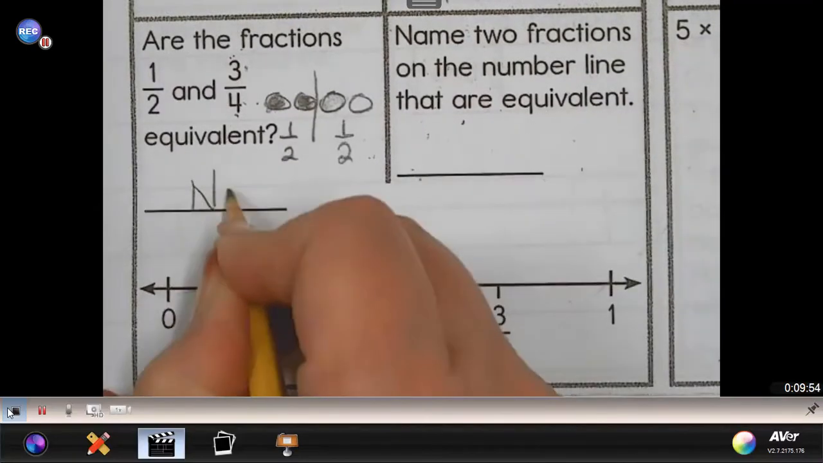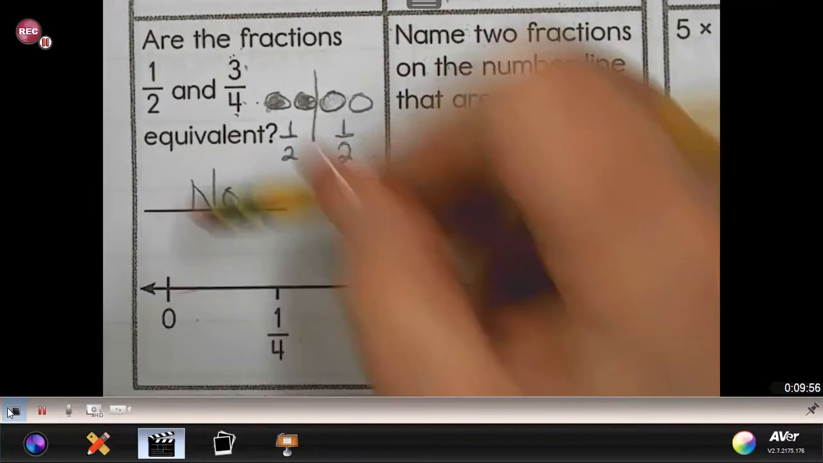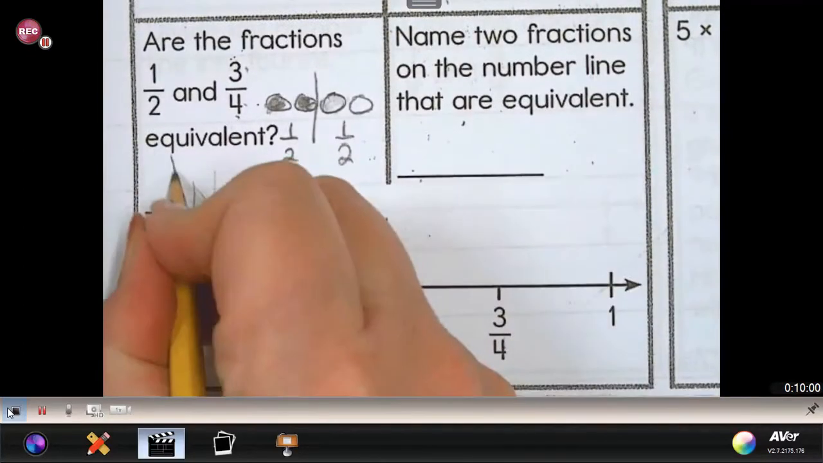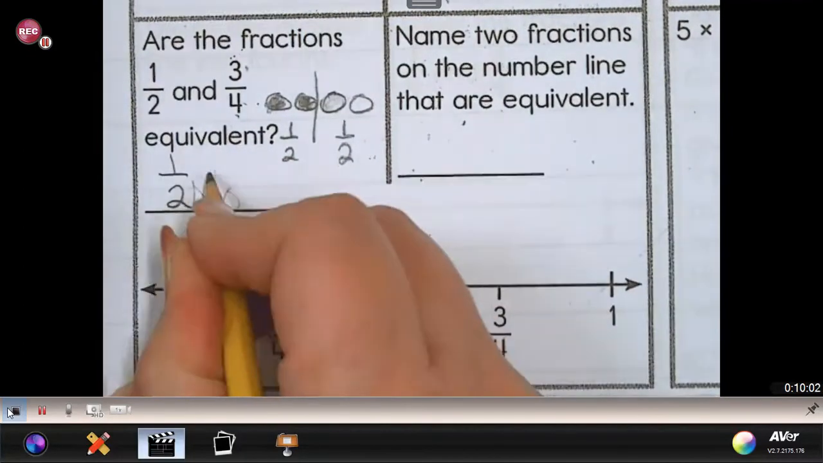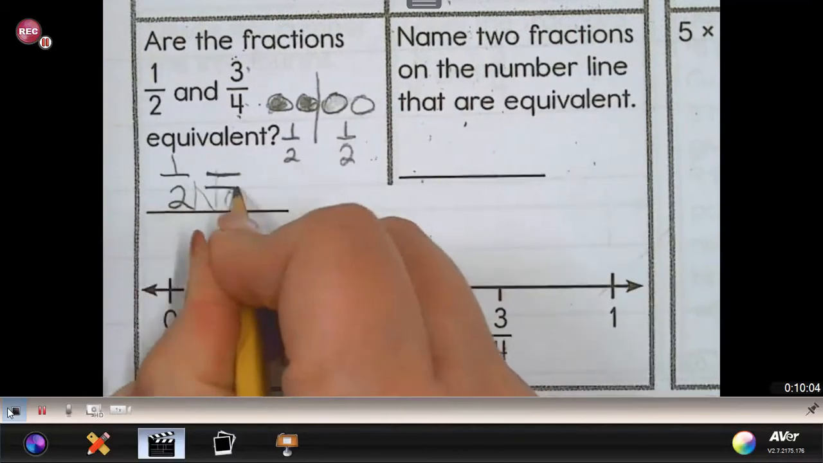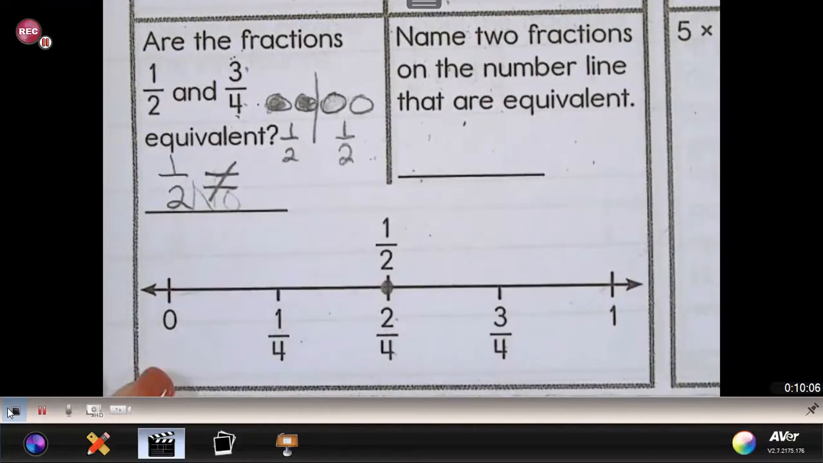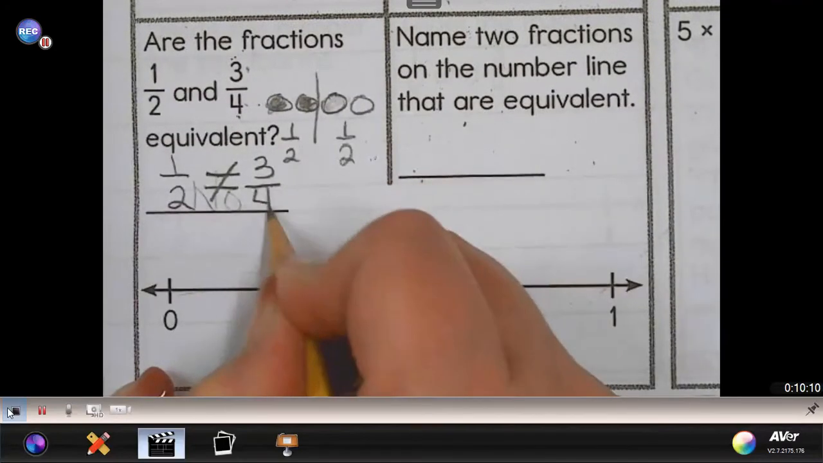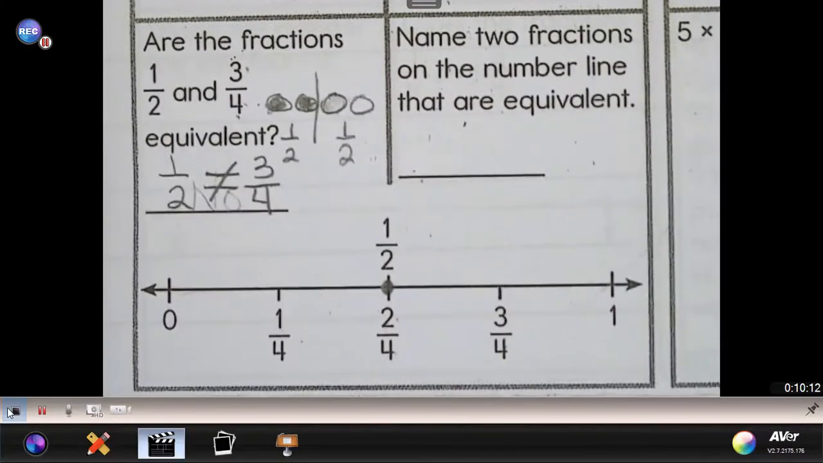So how could we write that? I think I will show you how to write this using an unequal sign. So you put an equal sign and then you put a line through it. And this symbol means unequal or not equal. Notice how Miss Badger has been using un. Un means not, right? And so unequal is not equal. Half and 3/4 are not equal.